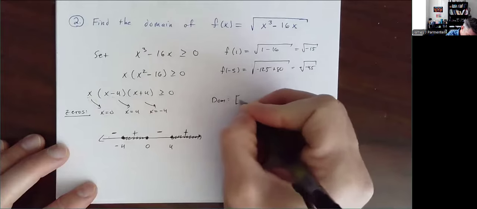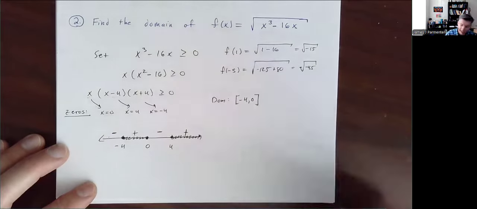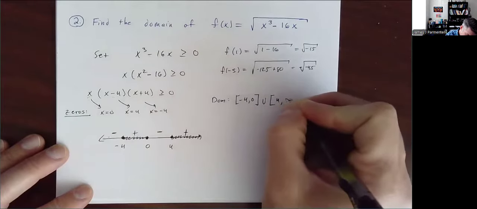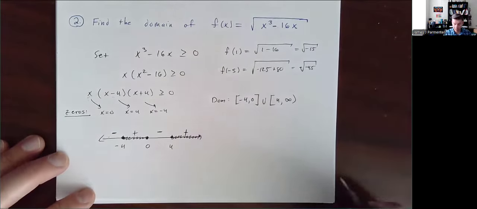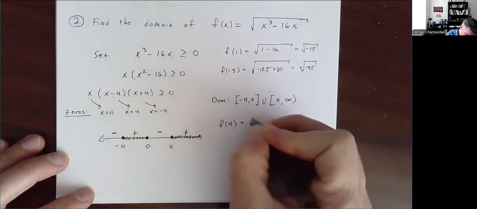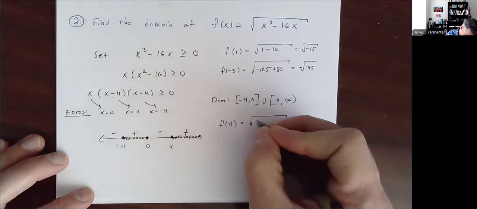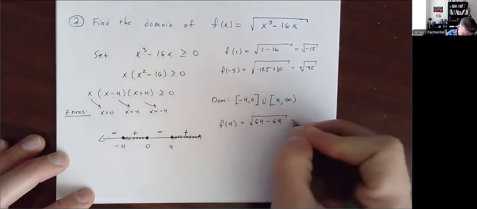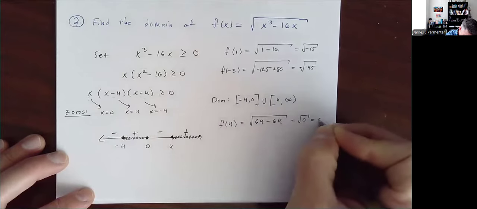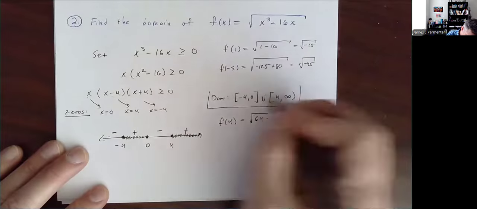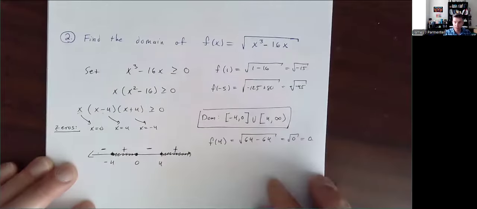So here our domain is all the things I've scribbled in here. It's everything from negative 4 to 0 with brackets because I want to include those points, union 4 to infinity. Just to point out, the endpoints are good here. If you plug in 4, f of 4 is the square root of 4 cubed, which is 64, minus 16 times 4, which is also 64. And that's the square root of 0. And the square root of 0 is a nice real number. It is 0. So we're totally good to go here. That's our domain.